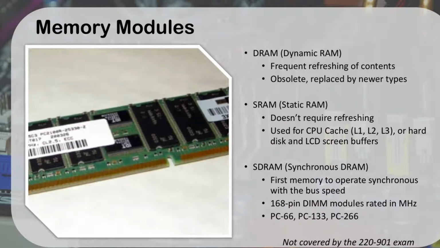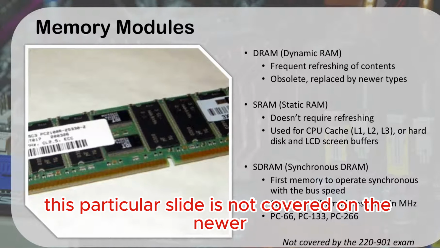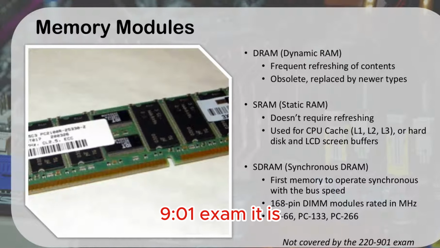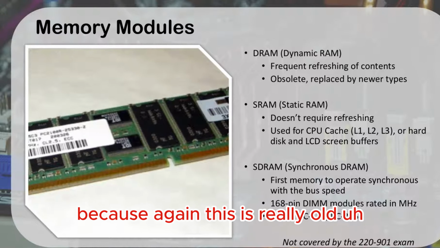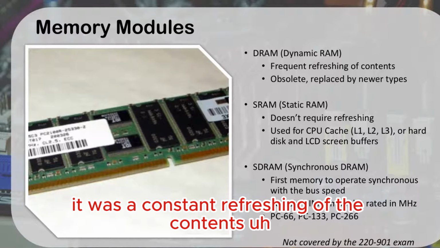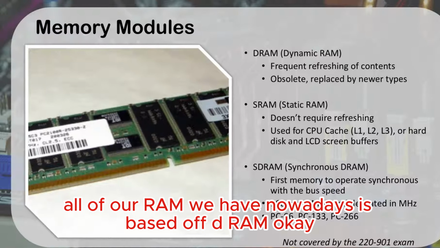So we have all sorts of different kinds of memory. We're going to start out with the old stuff, and then we're going to move to the new stuff. This particular slide is not covered on the newer 901 exam. It is covered on the 801 exam. You just usually don't see a lot of questions on it because, again, this is really old. DRAM is dynamic RAM. It was a constant refreshing of the contents, and it's obsolete because it's been replaced by newer types. Essentially, all of our RAM we have nowadays is based off DRAM, okay?